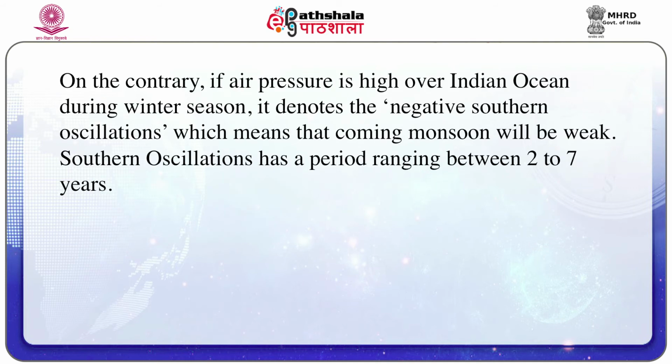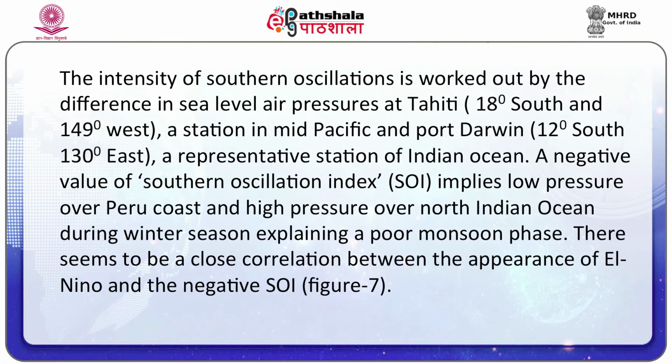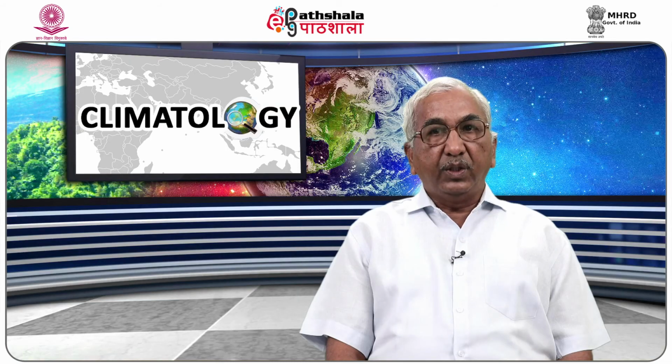On the contrary, if air pressure is high over the Indian Ocean during the winter season, it denotes negative southern oscillation, which means the coming monsoon will be weak. Southern oscillation has a period ranging between 2 to 7 years. The intensity of southern oscillation is worked out by the difference in sea level air pressure at Tahiti, that is 18 degrees south and 149 degrees west, a station in the mid Pacific, and Port Darwin in Australia, a representative station of the Indian Ocean.